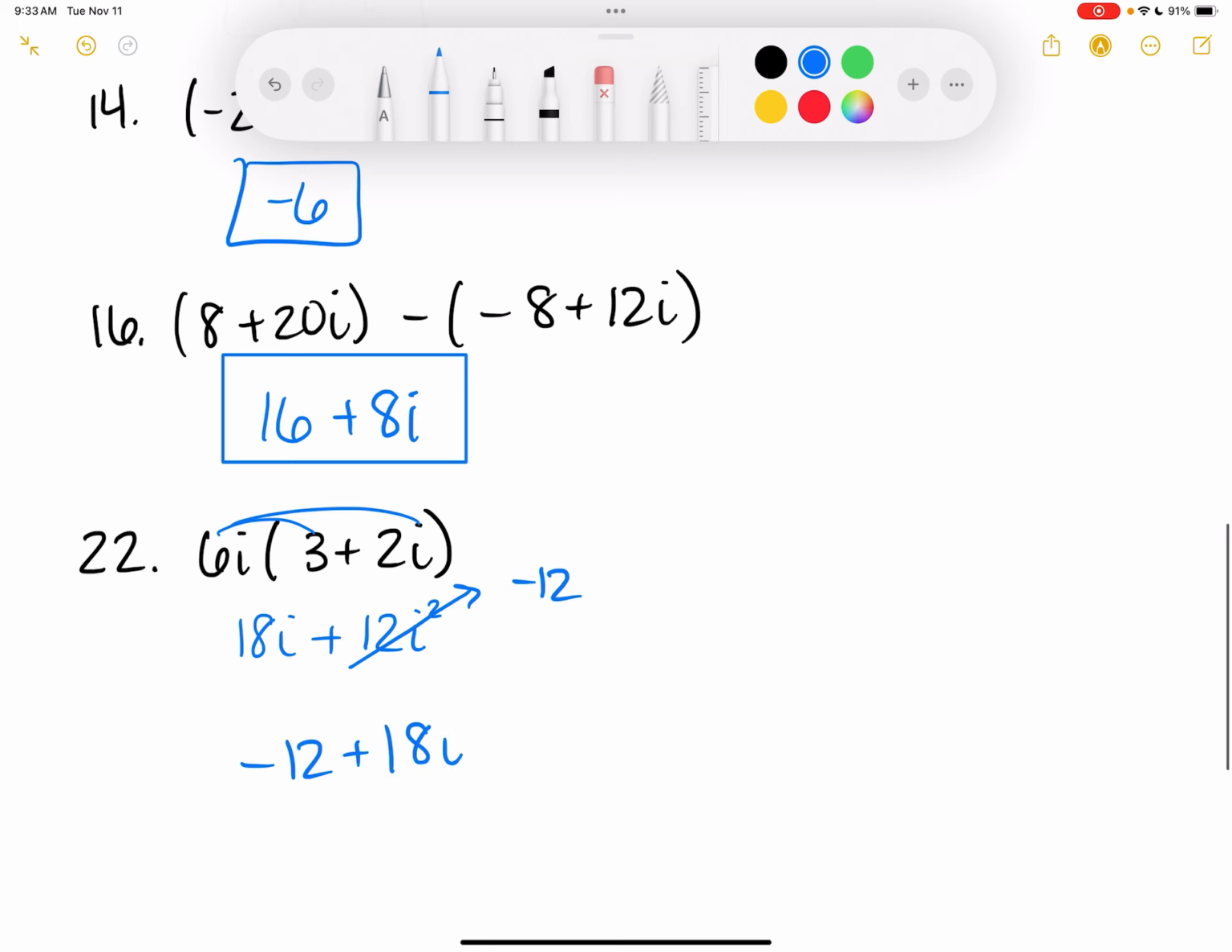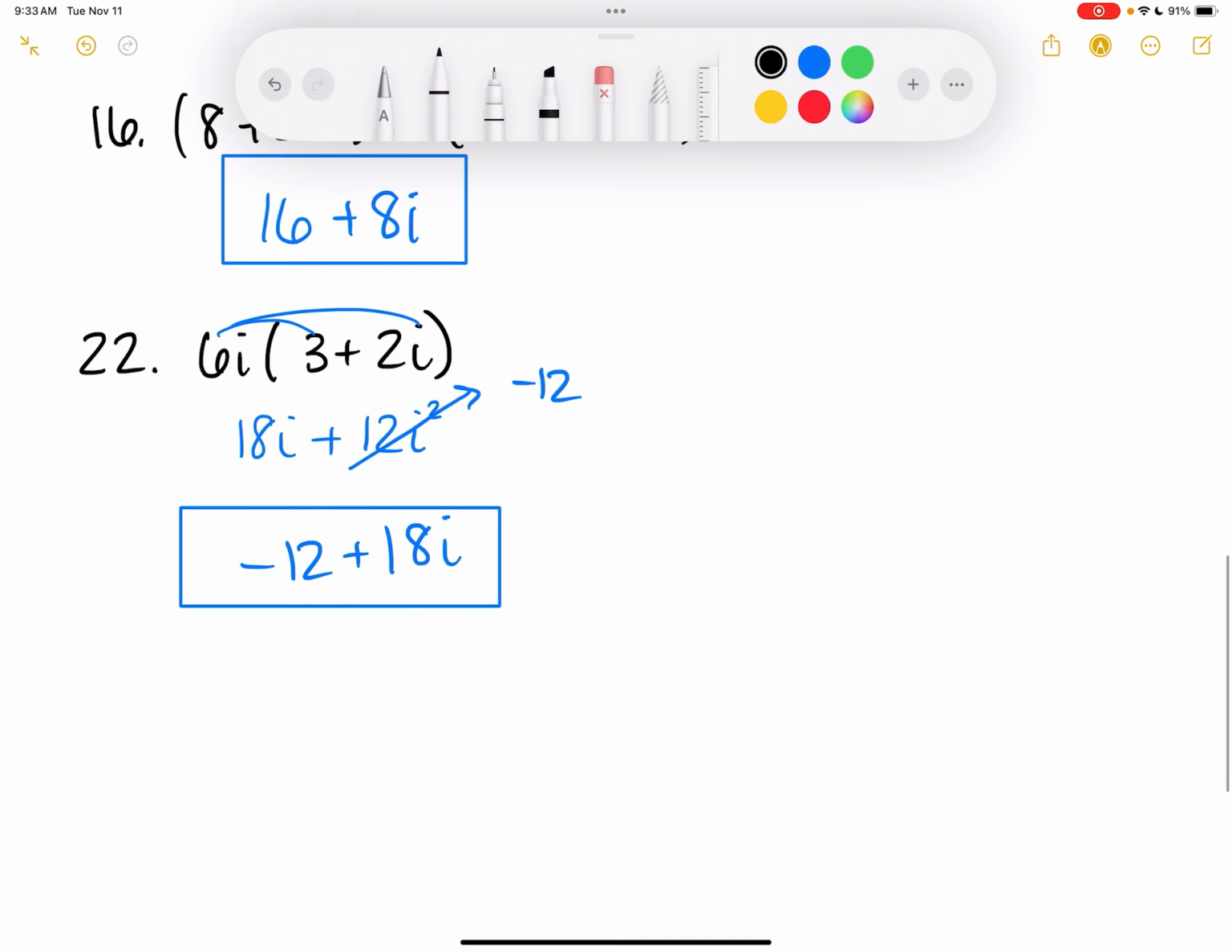Why are you laughing? I'm not laughing at you. So it can't be 18i minus 12. No. Nope, it's got to be in standard form. Standard form is always a plus bi, or minus, obviously. Kind words.